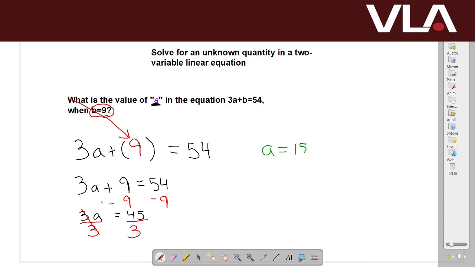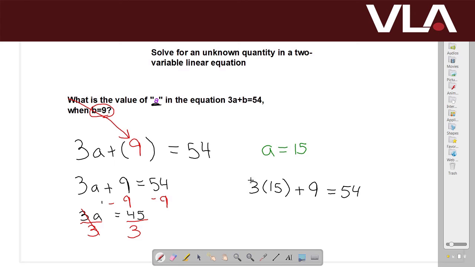a 15. And a good way to make sure that you got the correct answer is to plug this back in. So I'm going to substitute this a into the original equation with my b substituted or replaced with a 9. And then I'm going to double check and see if we get this correct. So if I do 3a is 15, plus b. b is our 9. And that should equal 54.